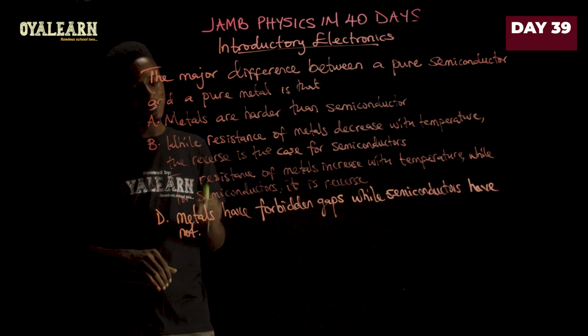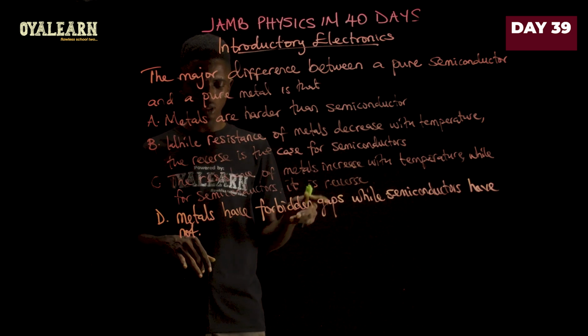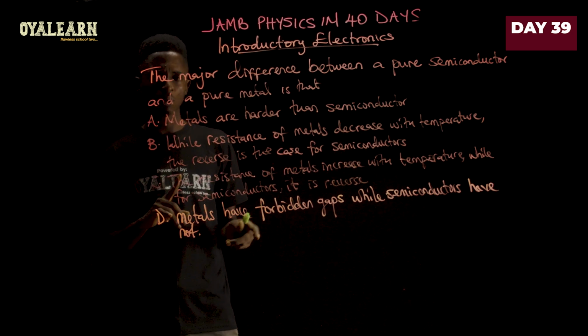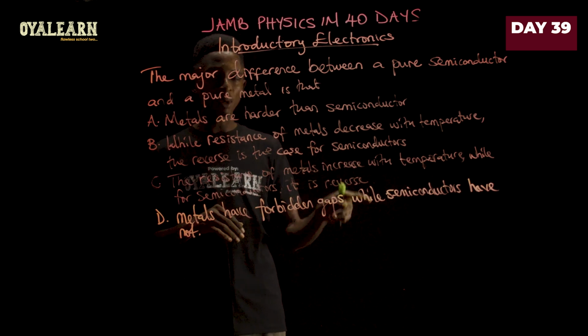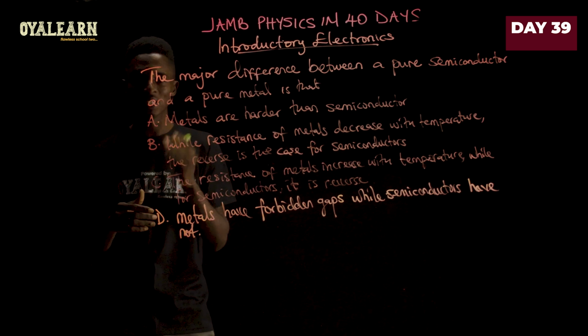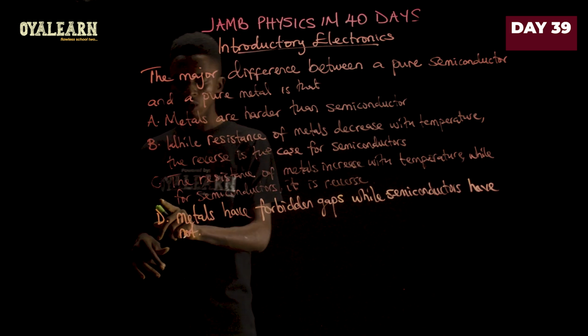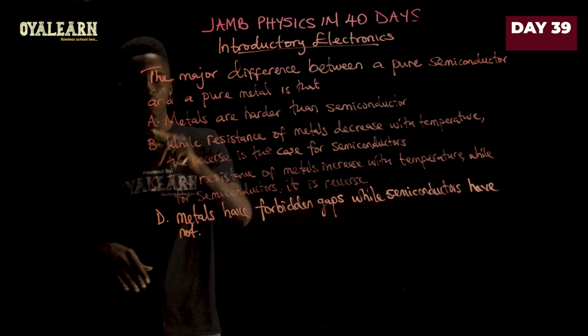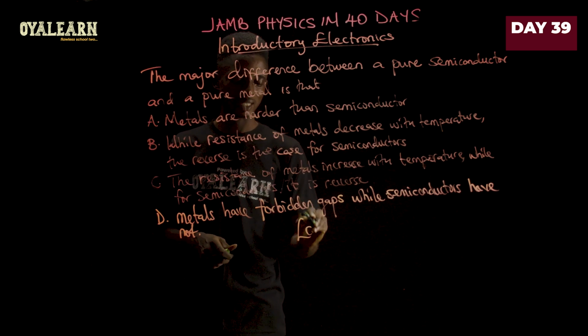So this is actually true. And then option D says metals have forbidden gaps while semiconductors have not. Now this is false because metals do not have band gaps at all, but semiconductors have band gaps of about 0.1 to 1.7 eV. So D is wrong, B is wrong, A is wrong. So the correct answer is therefore option C.